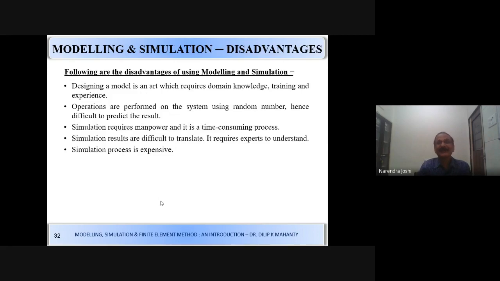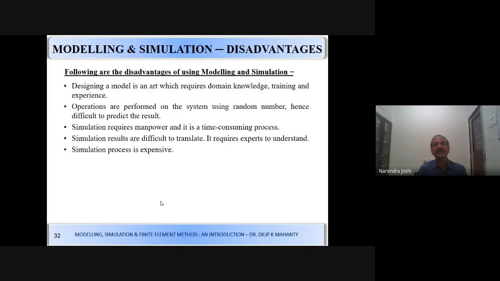But some disadvantages are also there. First disadvantage, designing a model is an art which requires domain knowledge, training, and experience. The person who has not got adequate training or domain knowledge, for example, who is not a space scientist, does not understand the domain, so he cannot do a model of a spacecraft. Operations are performed on the system using random numbers, hence it is difficult to predict the results.